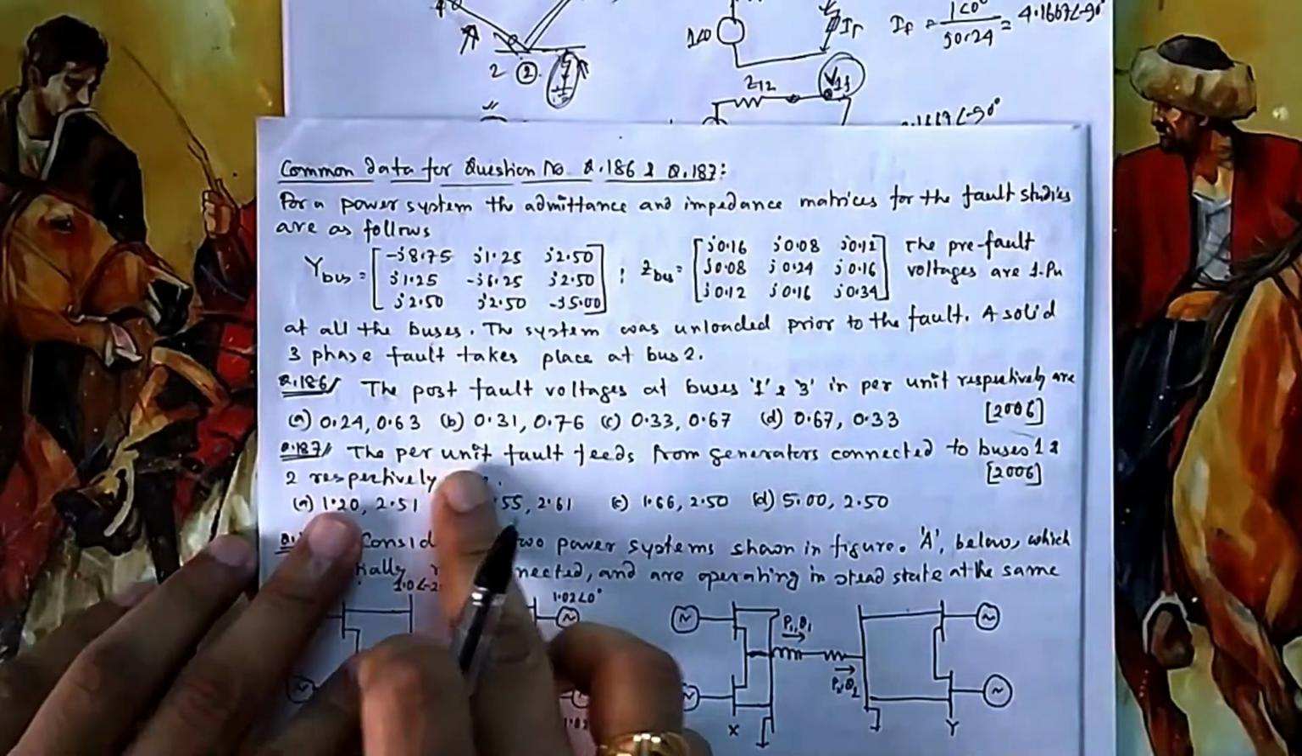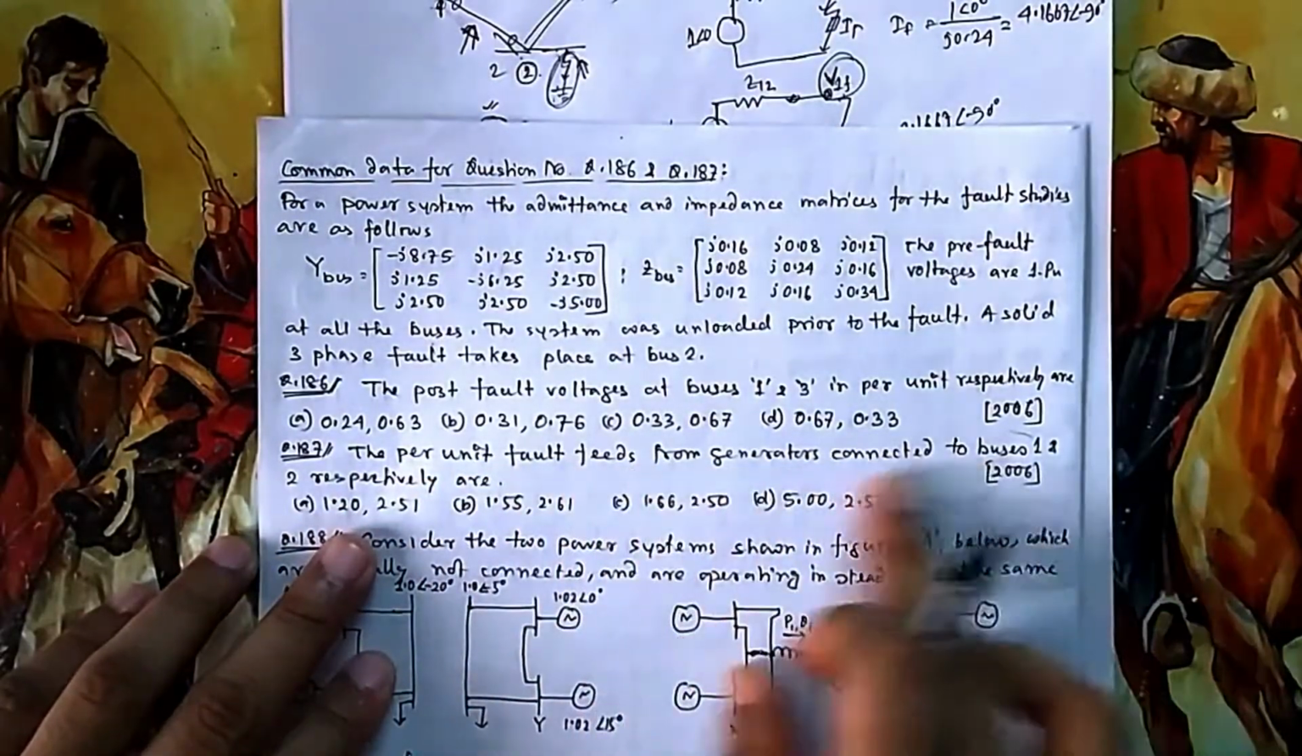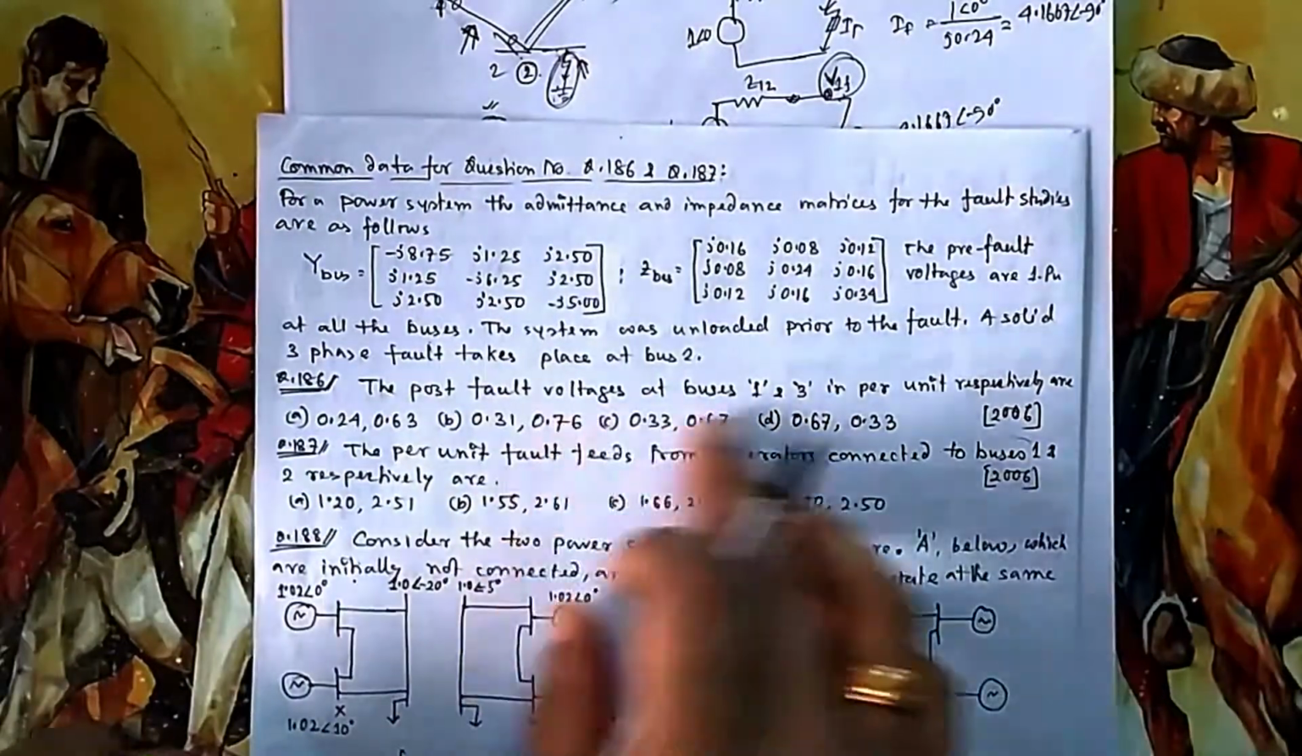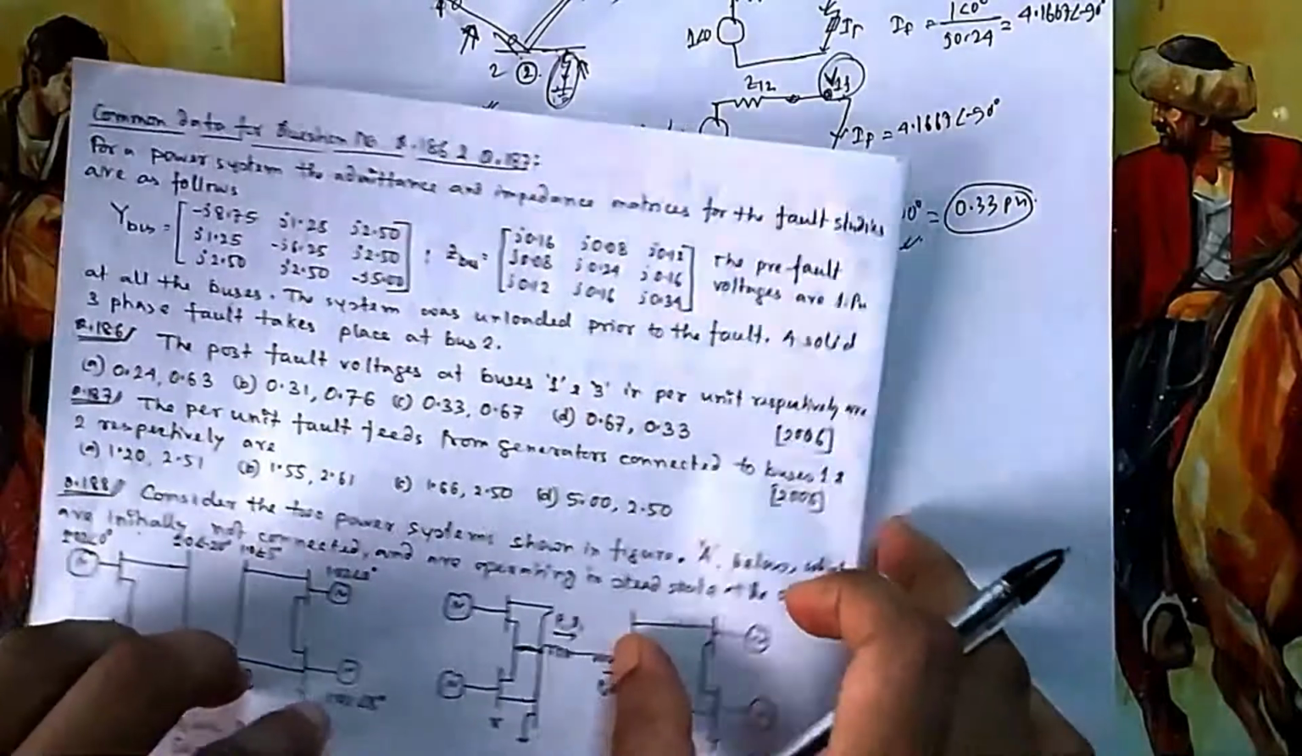Next is the per unit fault feed from the generator connected to bus 1. That means what is the per unit fault feeding? Fault feeding means fault current. If there is a fault, then it is the fault current.